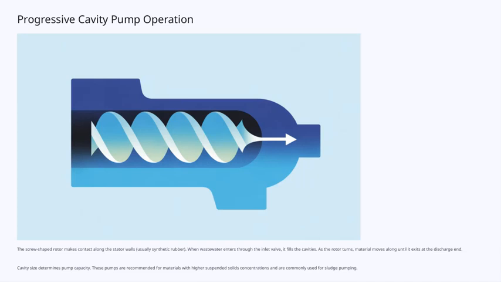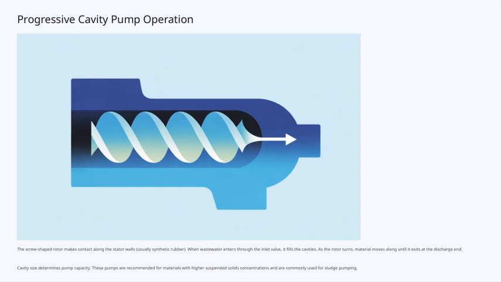Let's take a closer look at how a progressive cavity pump operates. The key component here is the screw-shaped rotor, which makes contact along the walls of the stator, usually made of synthetic rubber. When wastewater enters through the inlet valve, it fills these cavities created by the rotor and stator. As the rotor turns, it moves the material along the length of the pump toward the discharge end.